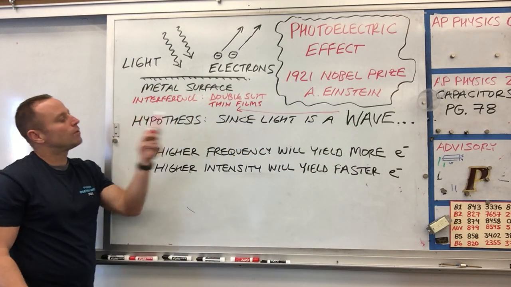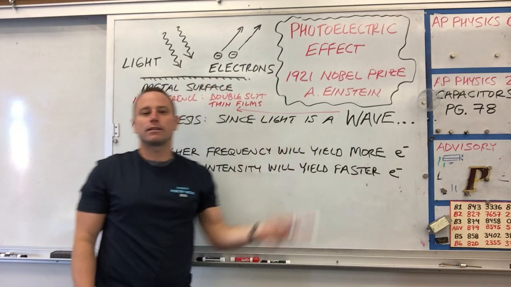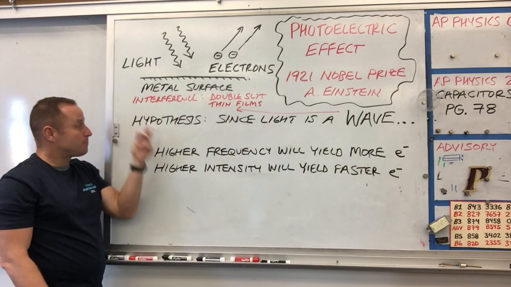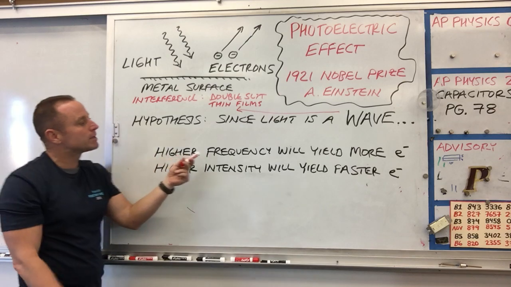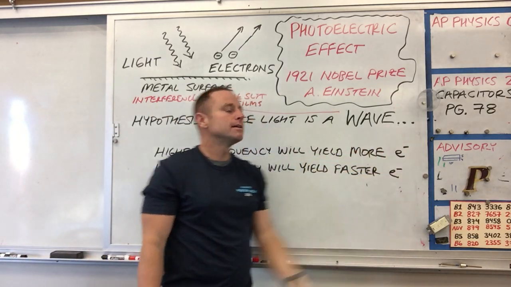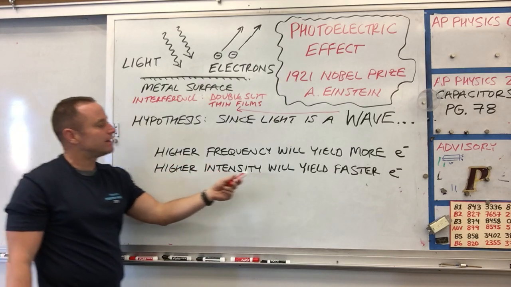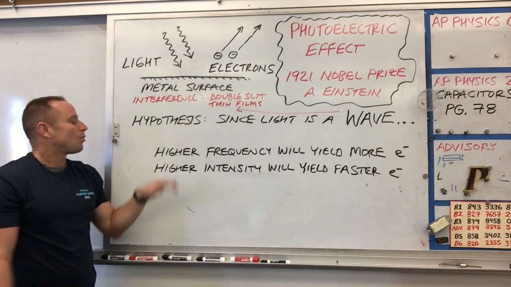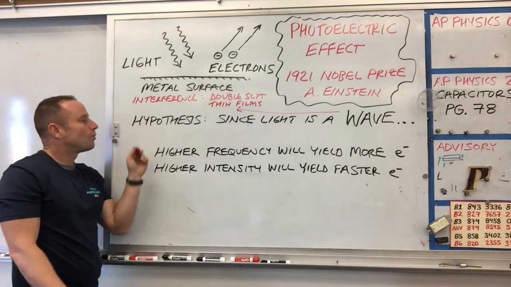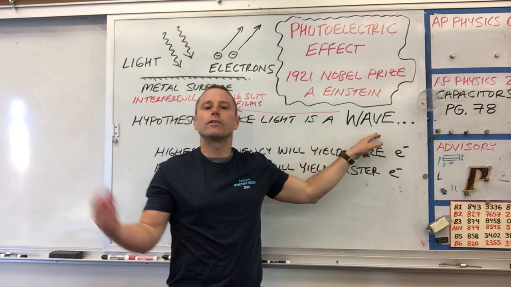And so what they thought was, well, okay, if we do this experiment and light's a wave, one hypothesis was that if you turn the frequency up, you would get more electrons. And the other one was that if you made the light brighter or higher intensity, you'd get faster electrons. Now, why did they think that? Well, you have to realize they're in a wave picture for light.